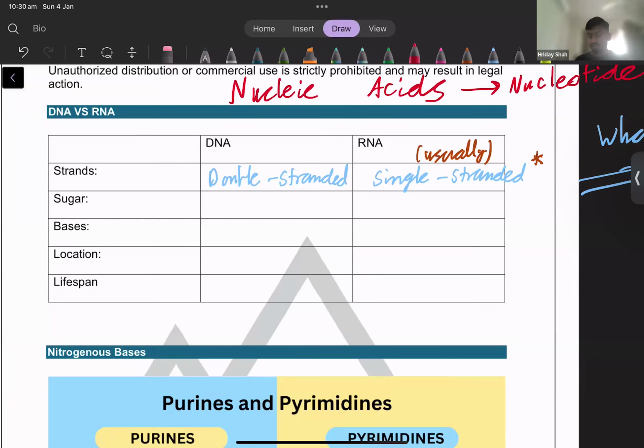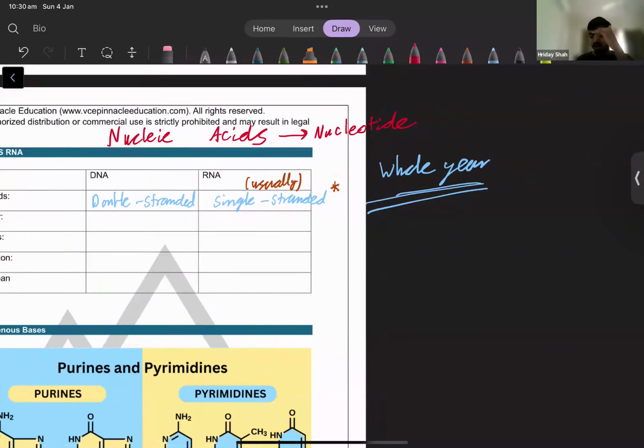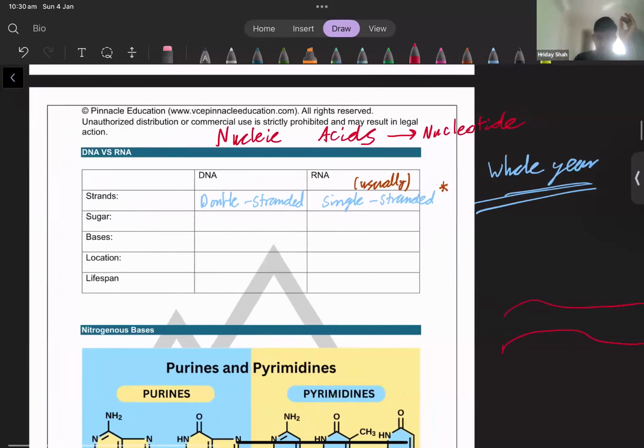So what that means is if you're not told, right, let's say you have a diagram and you're not told it's DNA or RNA, you've just got 2 strands. You don't want to use the fact that it's double-stranded to assume that it's DNA straight away. You want to go to one of these other differences.